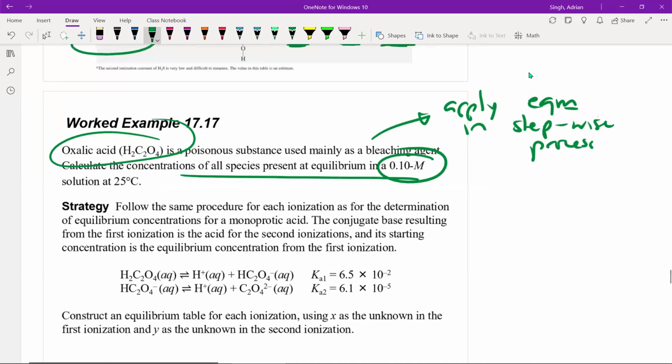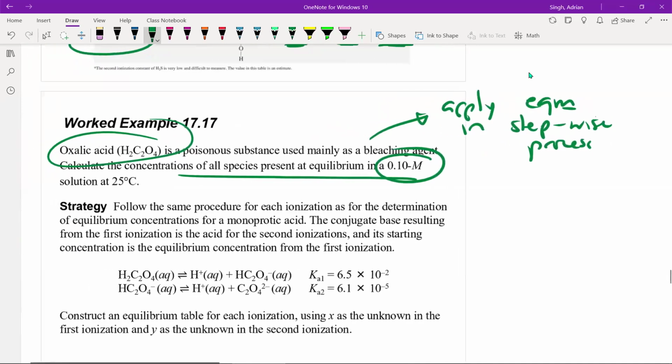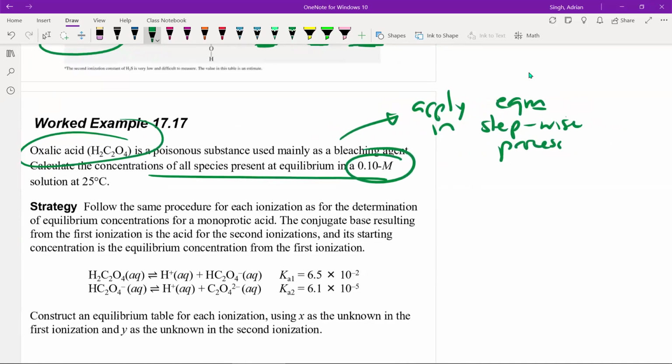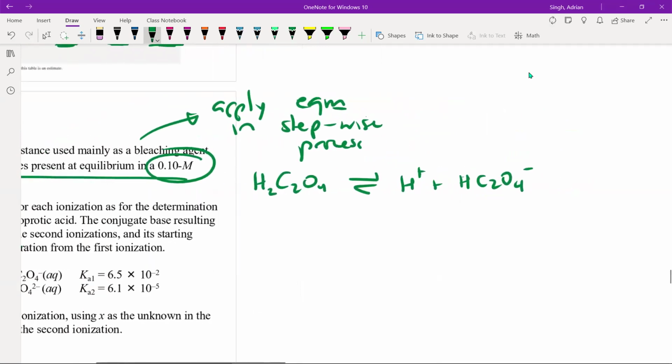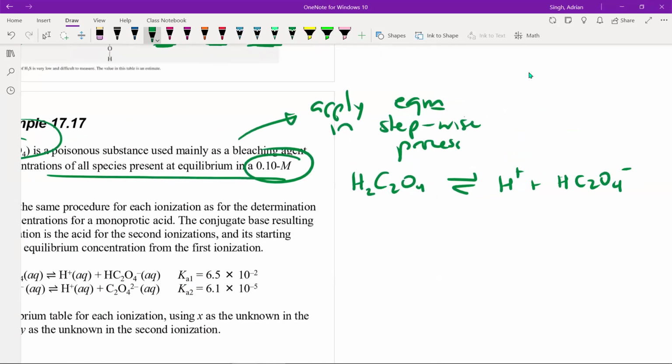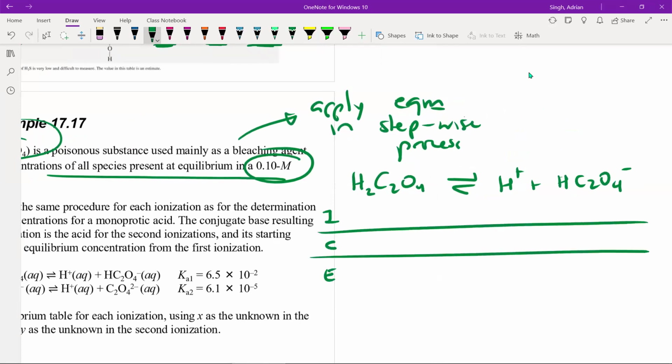So we can write out the equation for the loss of the first proton, so H2C2O4 forming H plus, and then we get the oxalate ion, HC2O4 minus, and then we have a Ka value associated with that. We can determine our ice table for this first one. We don't see water in here right now. It's not really important again, as this concentration doesn't change.